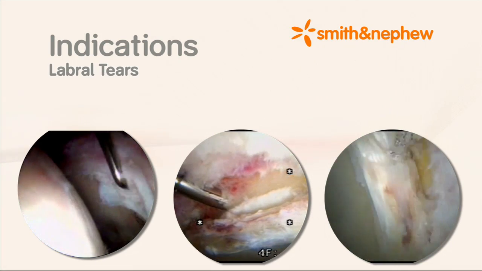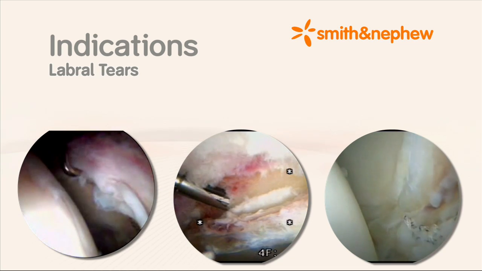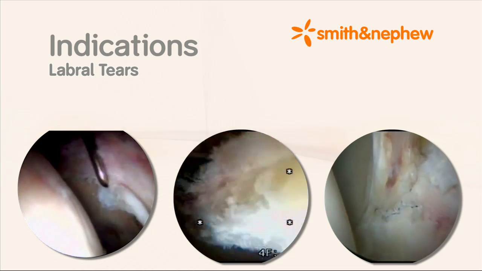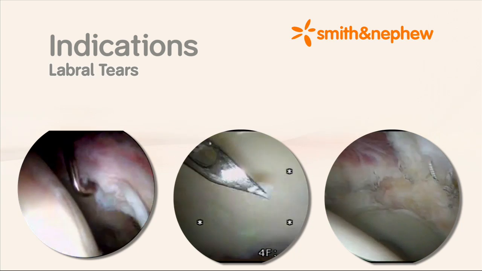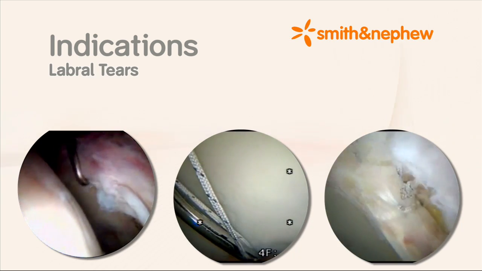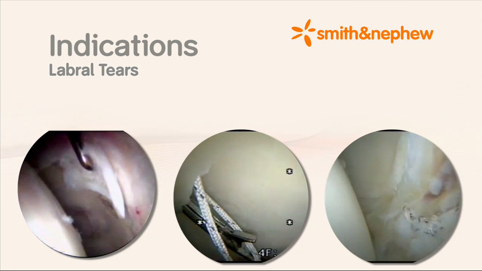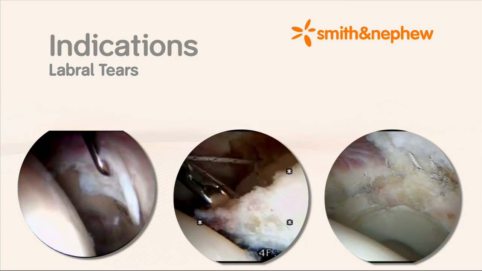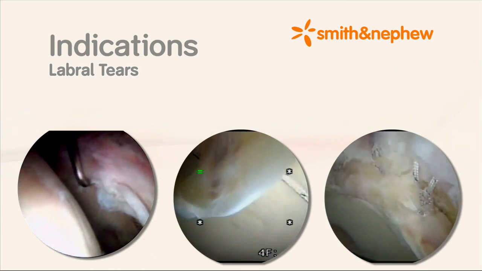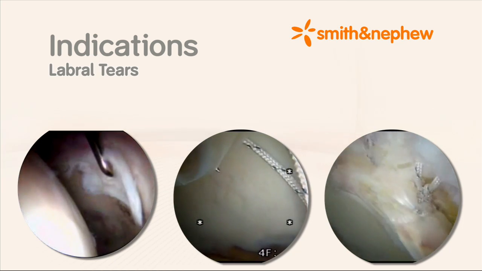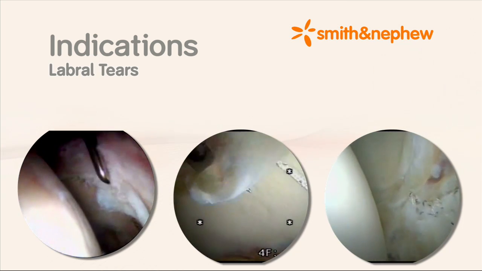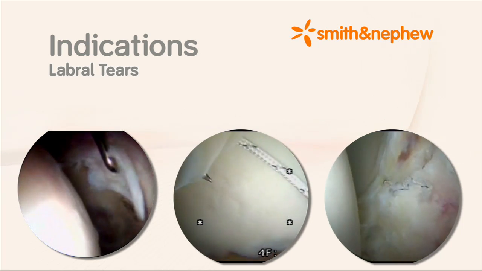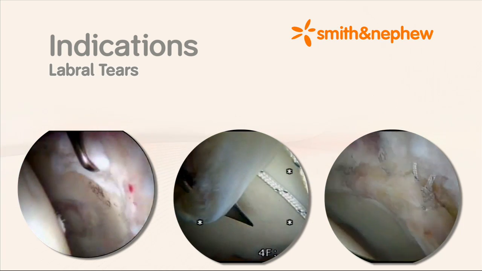Labral tears are the most common indication for hip arthroscopy. With emerging evidence that labral preservation leads to better short-term outcomes in comparison to labral debridement or excision, there has been an increased emphasis on labral repair and preservation as opposed to indiscriminate debridement or excision. It is imperative to dynamically assess the hip for associated impingement in order to protect the labrum after repair or preservation techniques.